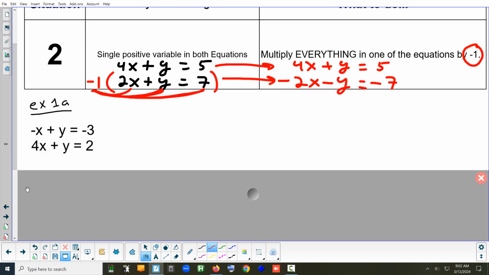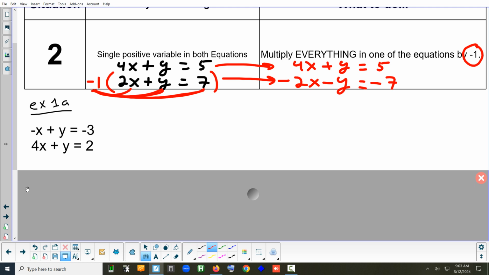So let's try example 1a. When you start to do these problems, what I would do is look at your different situations and go through them in order. Situation 1 is the easiest. Situation 5 is going to be the hardest. Start with the easiest situation and see if that's your problem. If it is, then you do it. If it's not, then we go to the next situation.